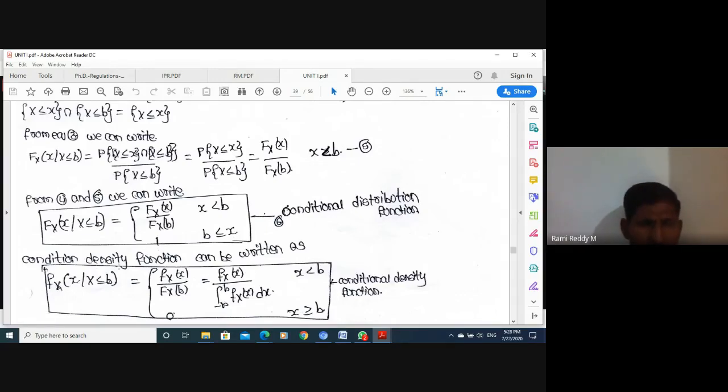Similarly, the conditional density function f_X(x|X ≤ b) can be written like this: small f_X(x) divided by capital F_X(b), which is equivalent to small f_X(x) divided by the integral from minus infinity to b of f_X(x) dx. The conditions are very important here. This holds for x less than or equal to b. If x is greater than or equal to b, the value is 0.